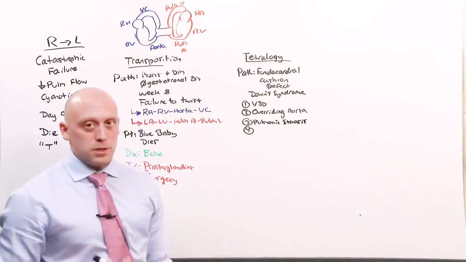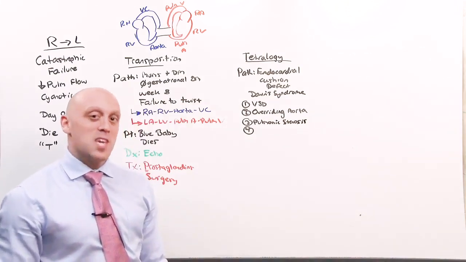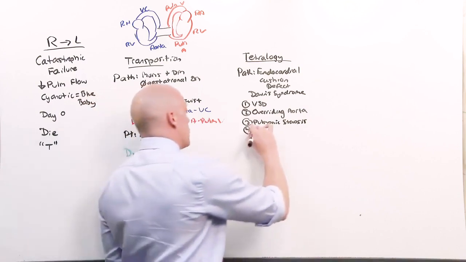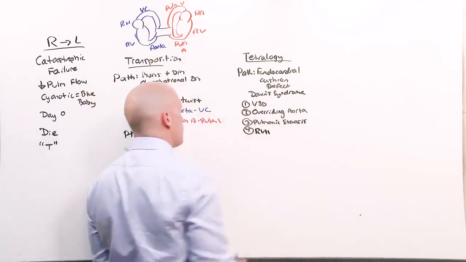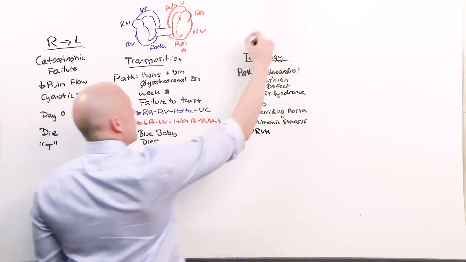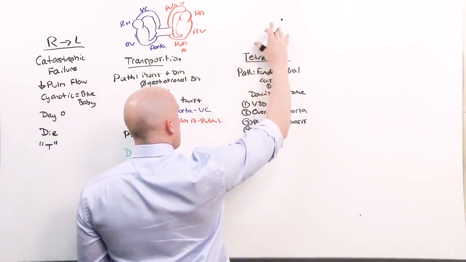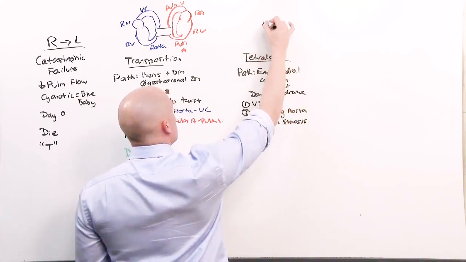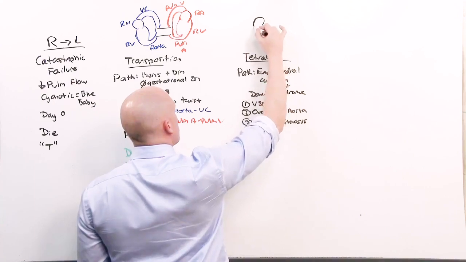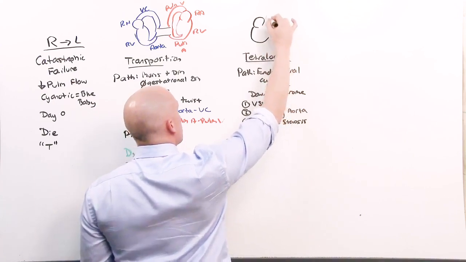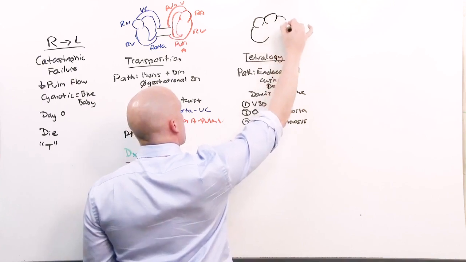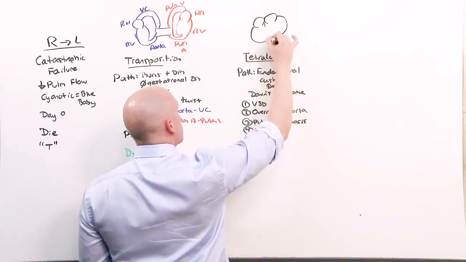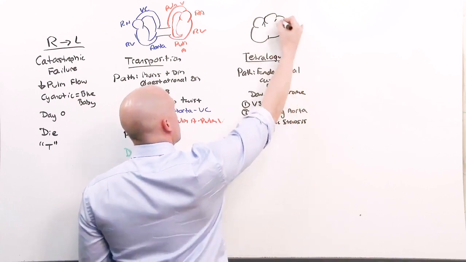And because of that pulmonic stenosis, the right ventricle is going to have to keep up with the left, so you get right ventricular hypertrophy. Let's just keep an eye on what happens through the pathology of tetralogy. You've got the right atrium and the right ventricle, left atrium, left ventricle, but a very large ventricular septal defect.